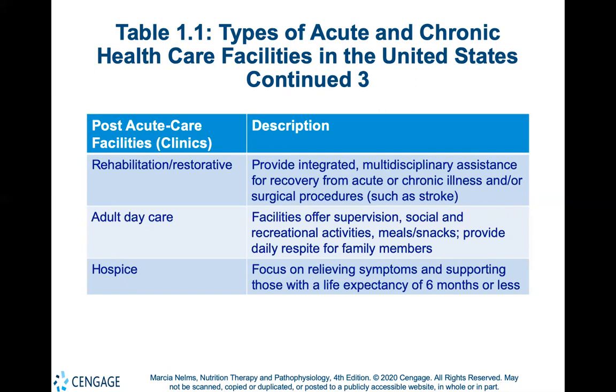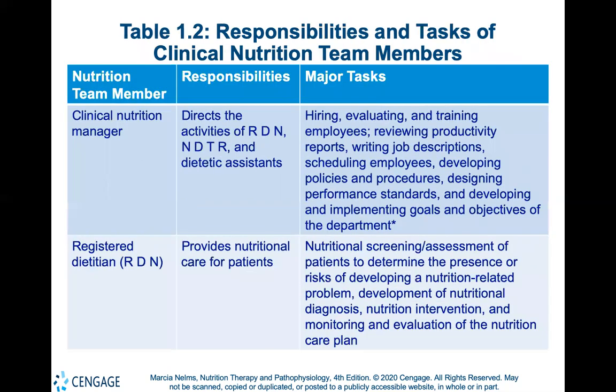Adult daycare facilities offer supervision, social and recreational activities, meals, snacks. It provides daily respite for family members, maybe if a person has dementia. Hospice, focusing on relieving symptoms and supporting those with a life expectancy of 6 months or less. So let's talk about responsibilities and tasks of the clinical nutrition team.